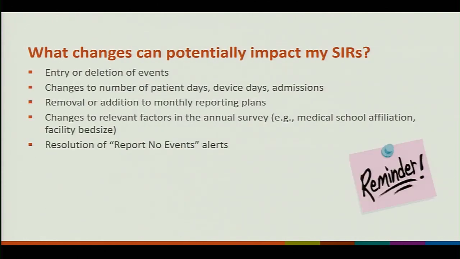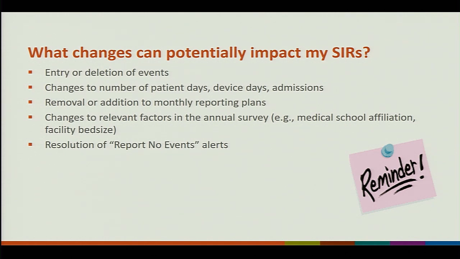So we also get a lot of questions about why their SIR and their number of predicted infections change from one week to another. Some of the changes that can impact your SIR and number predicted are the entry or deletion of events, changes to number of patient days, device days, or admissions, the removal or addition of a monthly reporting plan, changes in the relevant factors included in your models, such as the medical school affiliation, facility bed size, and also the resolution of your report no events alert.